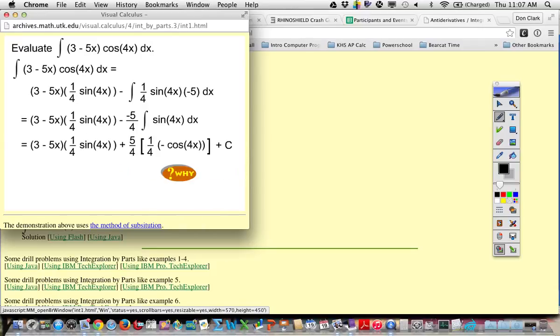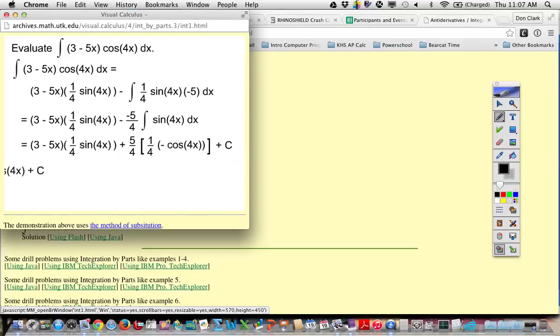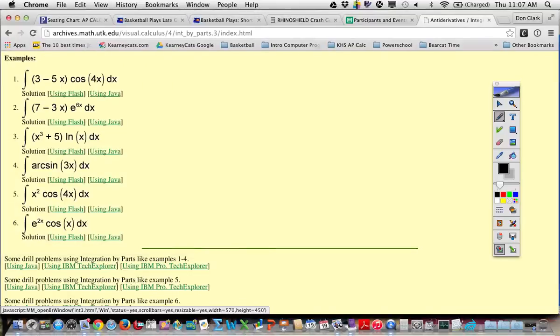Then I would ignore the y's most of the time. Anyway, you just kick those out and they give you the final answer. So those are really cool. So that gives you some problems. Then down here it says some drill problems using integration by parts, like examples 1 through 4. Those would be the ones I would stick with, 1 through 4.